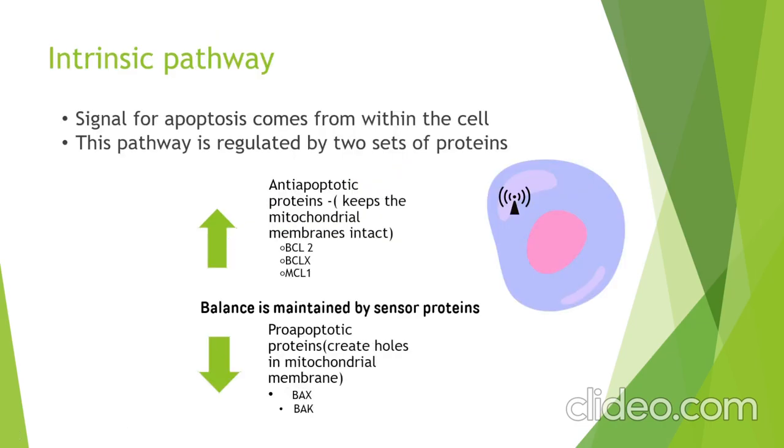The intrinsic pathway of apoptosis is regulated by two groups of proteins. The ones that prevent apoptosis from happening, the anti-apoptotic proteins, which are BCL2, BCLX and MCL1, and the pro-apoptotic proteins which encourage the cell to undergo apoptosis, that is BAX and BAK. These two groups are maintained in balance by what are called sensor proteins. So when a cell gets irreversibly injured, it could be because of radiation, chemotherapy, viruses or toxins, the sensor proteins sense that the cell cannot recover anymore and increase the amount of the pro-apoptotic proteins, BAX and BAK.